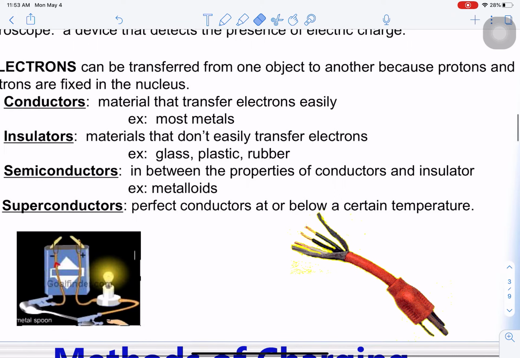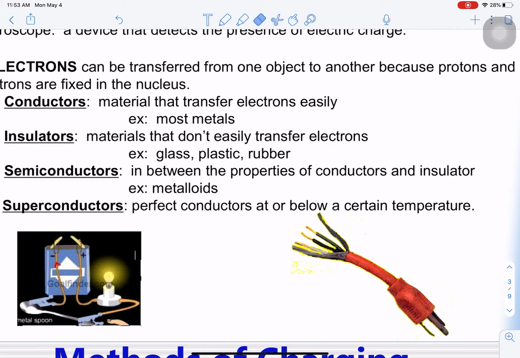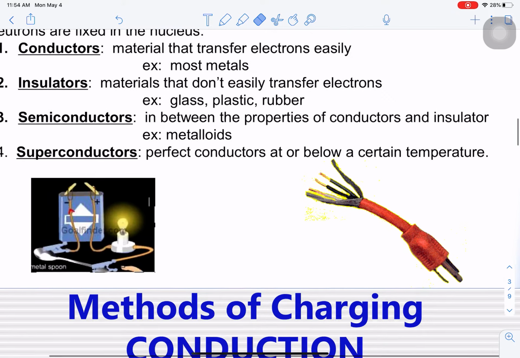Okay. Superconductors. These are perfect conductors at or below a certain temperature. If you have a perfect conductor, that means it can conduct electricity, can transfer electrons perfectly. That means with zero resistance. There's no resistance to any electrical charge. These materials transfer them perfectly. Okay? All right. So basically no resistance.